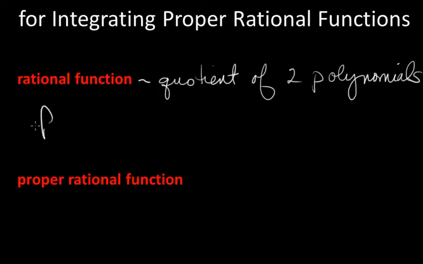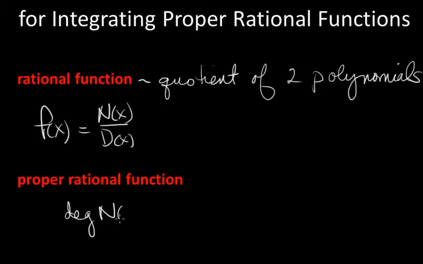So let's say we have a function f of x, a rational function, that is, I'll call it n of x over d of x, where n and d are polynomial functions. F is proper if the degree of the numerator function is less than the degree of the denominator function. And if it is not proper, we can use long division to write it as a sum of some other polynomial plus a proper rational function.